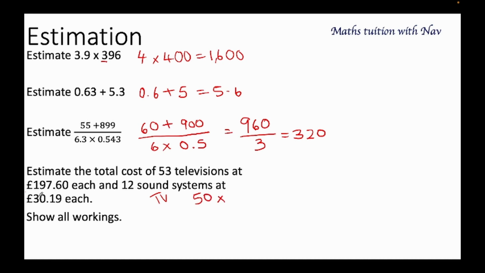Let's use a better number, so one significant figure. It's going to be £200. And that gives me 5 times 2 is 10. Add the 1, 2, 3 zeros. That's £10,000 there. 12 sound systems, I'm going to use the 10 and £30. So that's going to be 3 times 1 is 3, 2 zeros, 300. If I add the 10,300, that's going to be 10,300 altogether. That's the total cost of that.